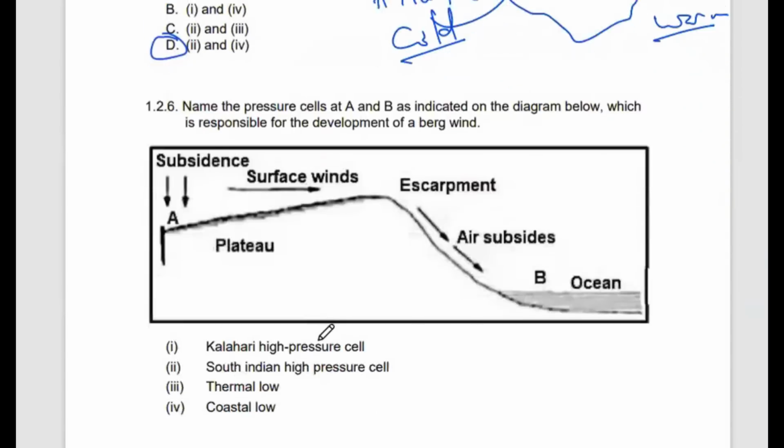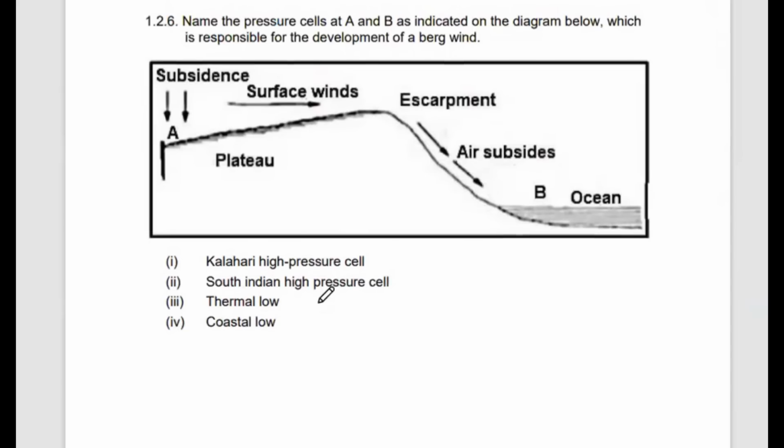Right, number 126. 126 is based on the plateau against the coastal area with air subsiding over the escarpment. Right, name the pressure cells at A and B as indicated on the diagram below, which are responsible for the development of Berg winds. Right, we want to look at those two pressure cells which are responsible. At A, we are seeing that there is subsidence here. There's descending air, there's strong subsidence or strong descending air. This is typical conditions caused by the Kalahari over the interior.